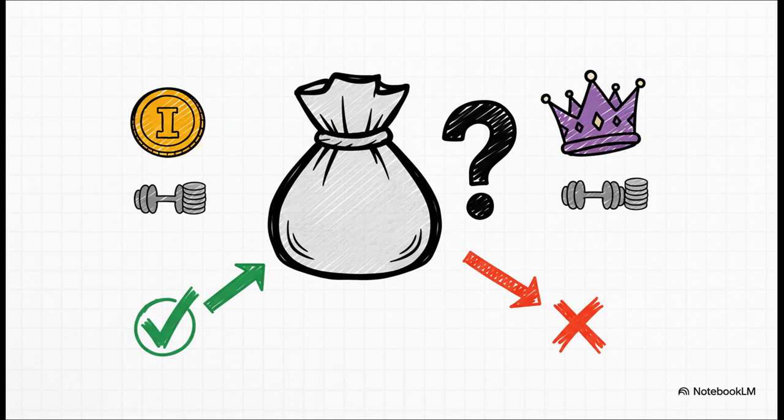For every single item, you have a simple choice. You either take it, that's the 1, or you leave it, that's the 0. And you can't take like half an item. Your goal: maximize the total profit of whatever you can fit in your bag.